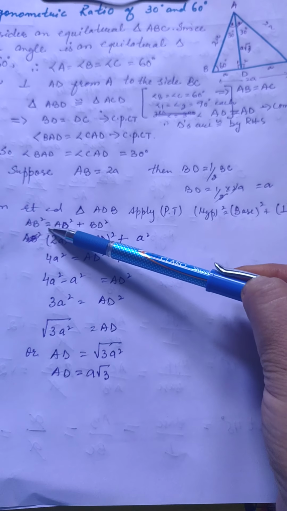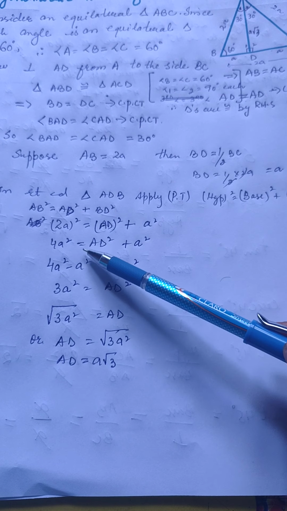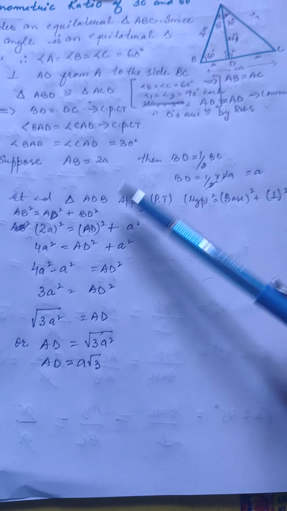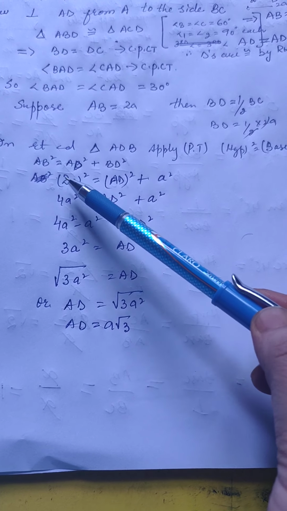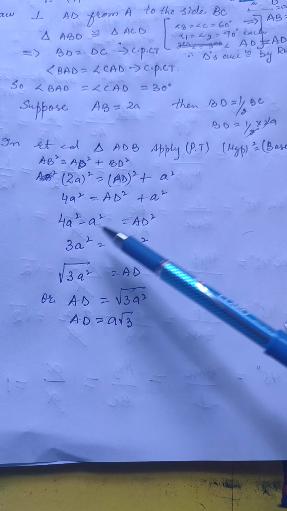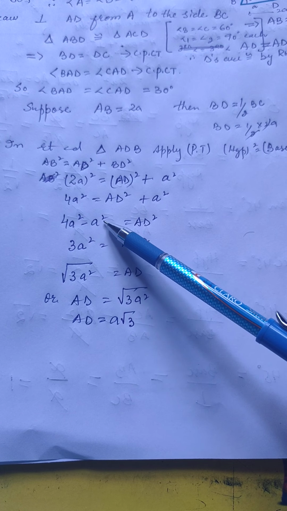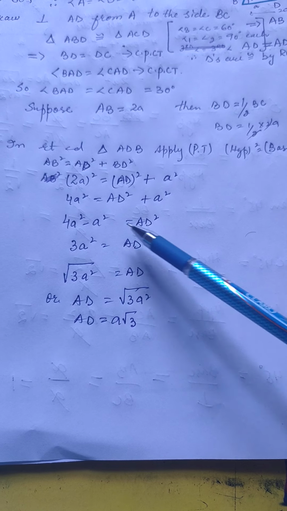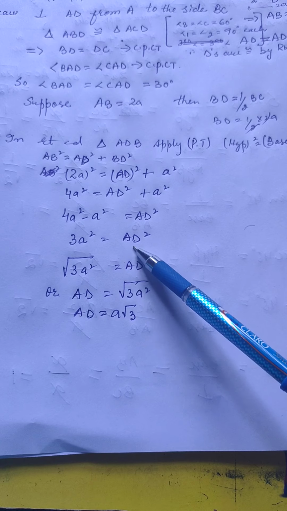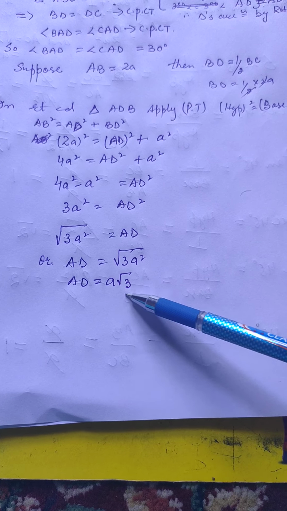Now apply the values. AB is 2A, so (2A) square is equal to AD square plus BD square, and BD is A. So 4A square is equal to AD square plus A square. Transpose A square to the left side: 4A square minus A square gives you 3A square is equal to AD square. After that, AD is equal to A root 3.